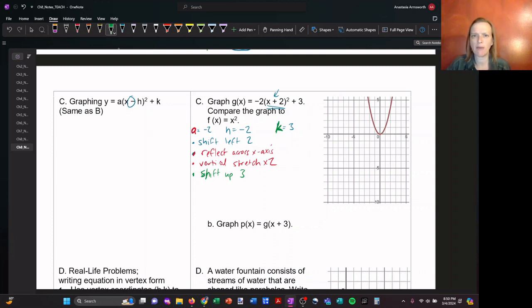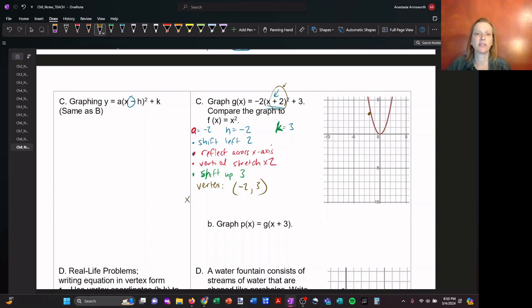So let's go ahead and plot our vertex. Our vertex is going to be at -2, 3. Again, -2 because whatever the change is appears to be inside parentheses. The actual change is the opposite to what you expect. Okay, so I'm going to go -2, +3. This is the vertex of my new parabola.